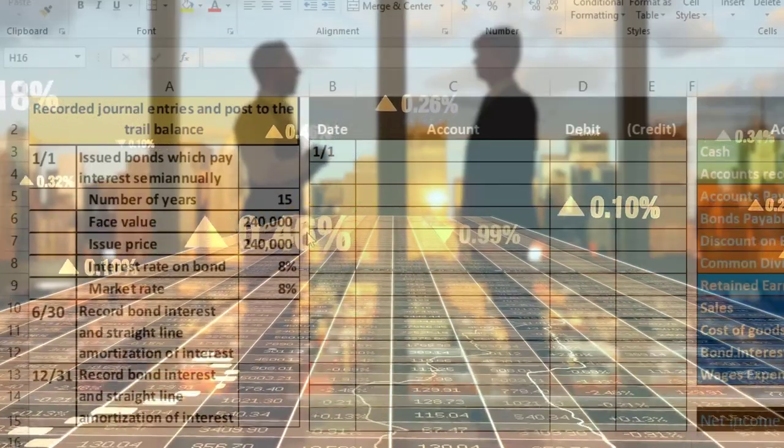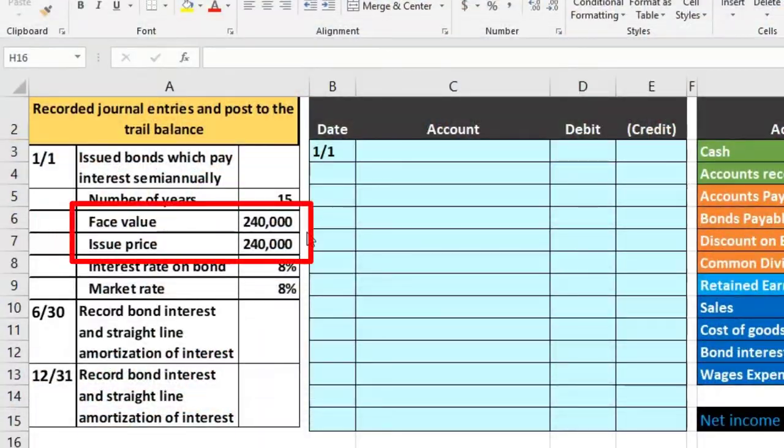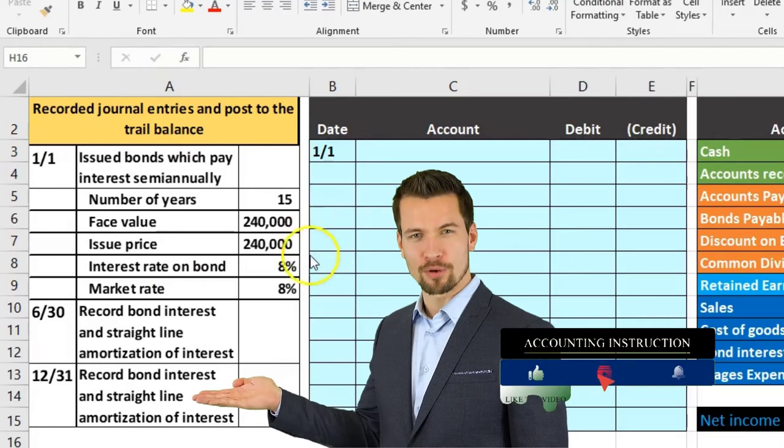So they could indicate that by saying that the market rate and the stated rate on the bond are different, or they could just tell you, because they may not want you to calculate what that difference is, and therefore they'll just tell you how much we're going to get for the bond and the face amount of the bond. So we'll talk about how to calculate the price later.